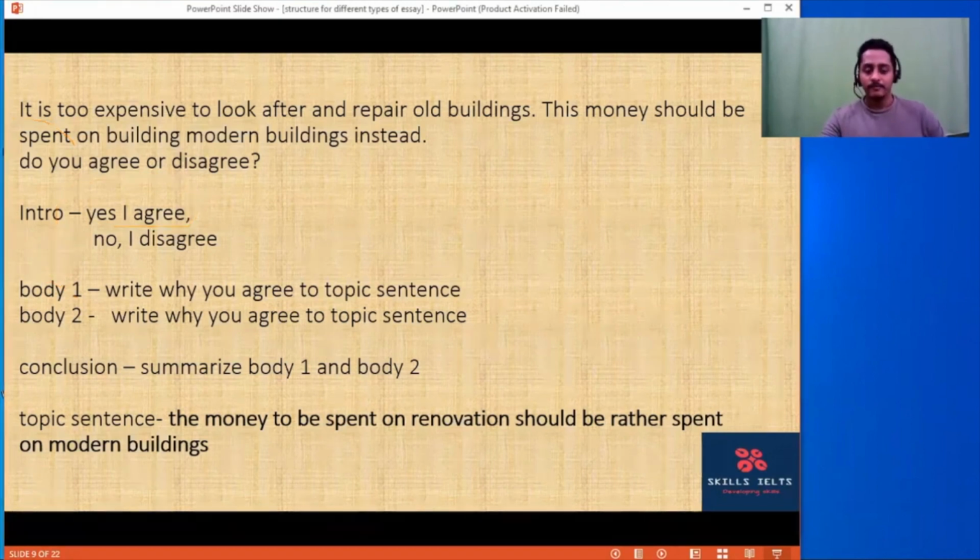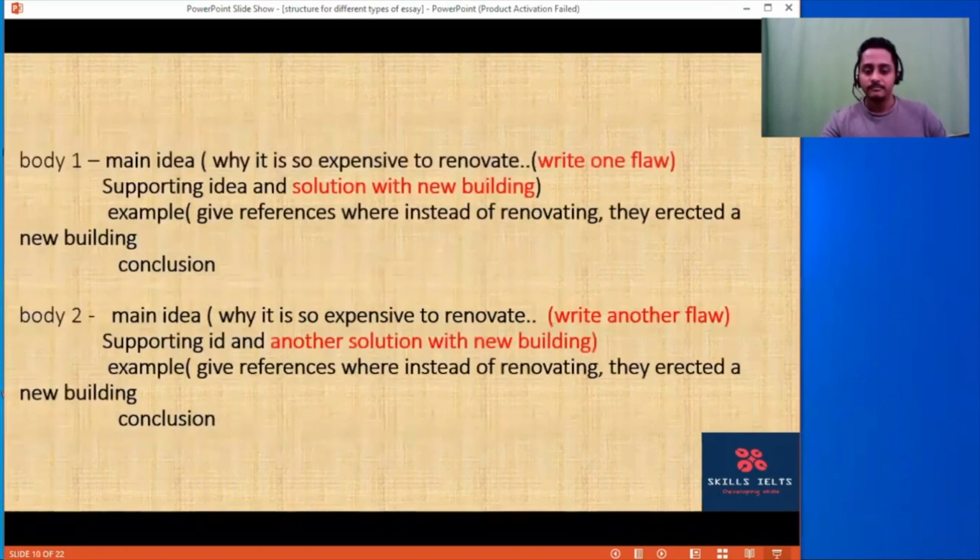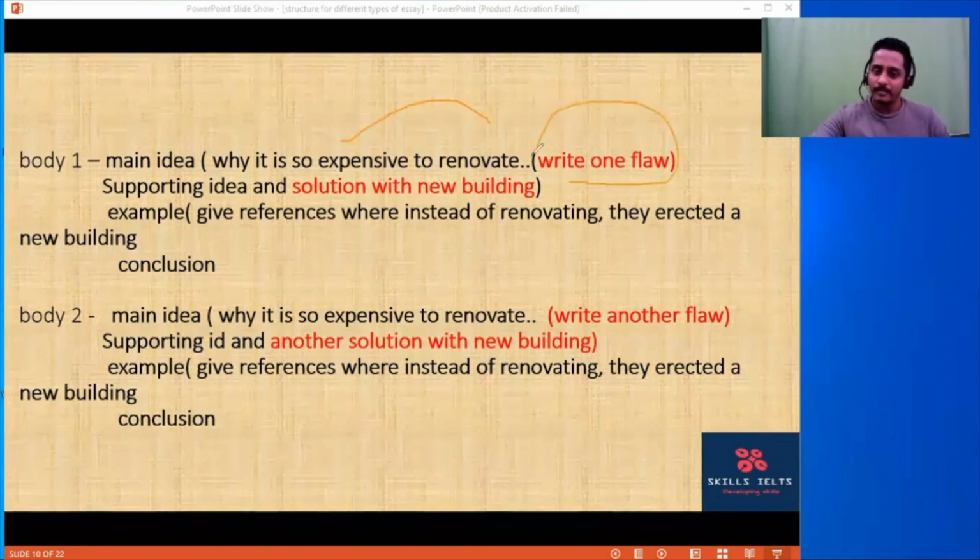So now here, you said it is so expensive to renovate, right? One flaw, one problem. It could be with respect to cement, the structure, the architecture, or whatever. Say that flaw and say it is so expensive to renovate under current circumstances.